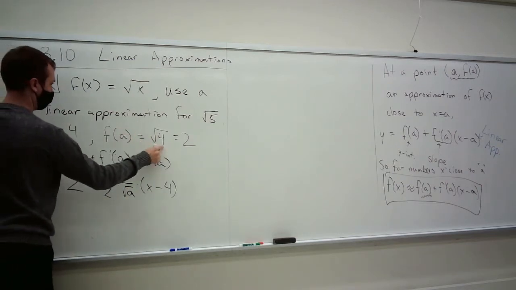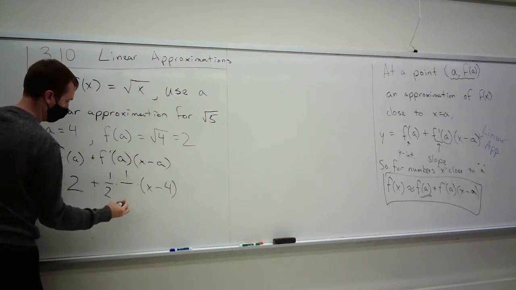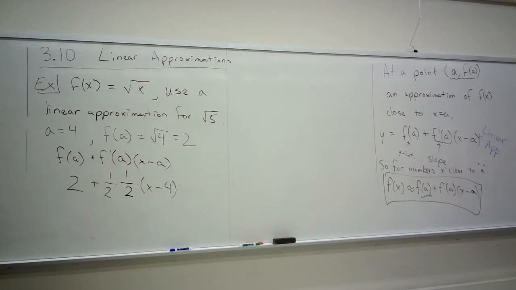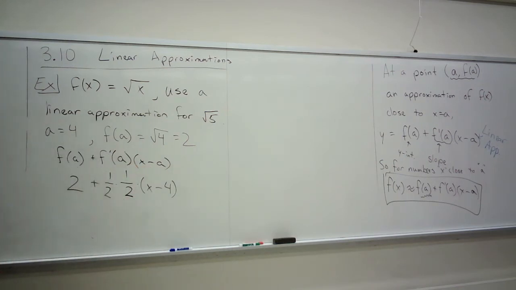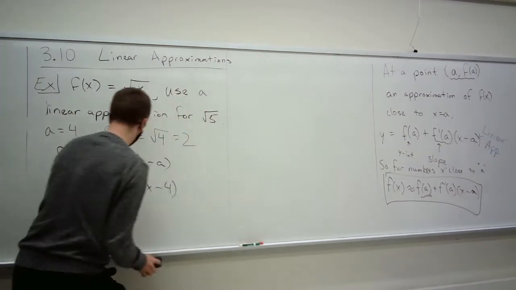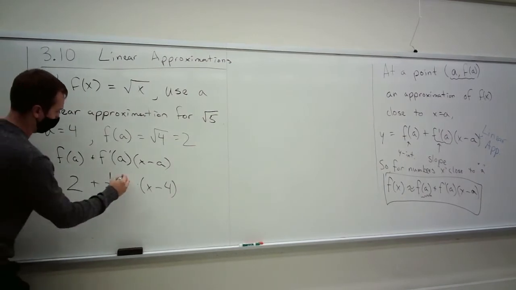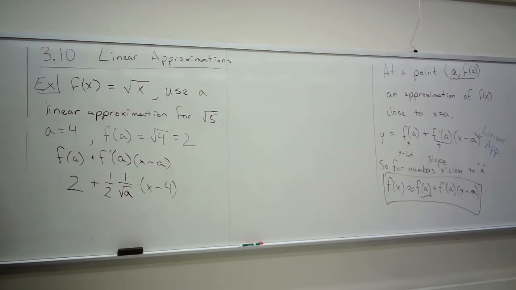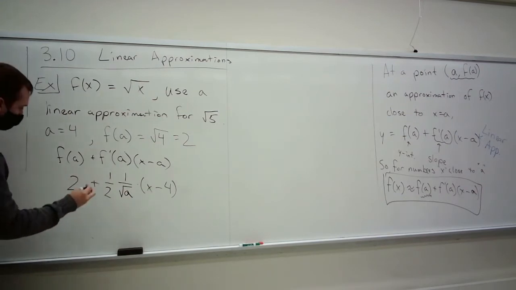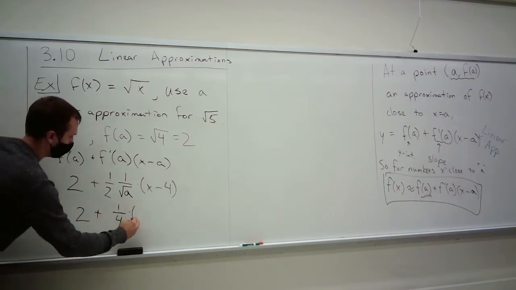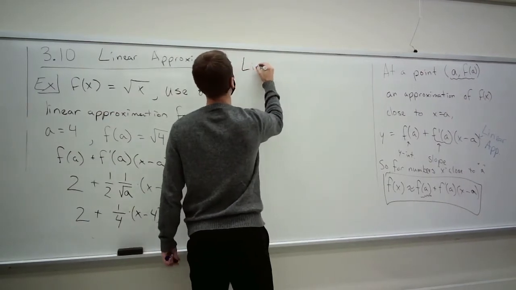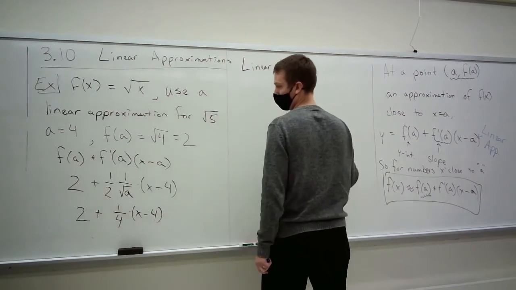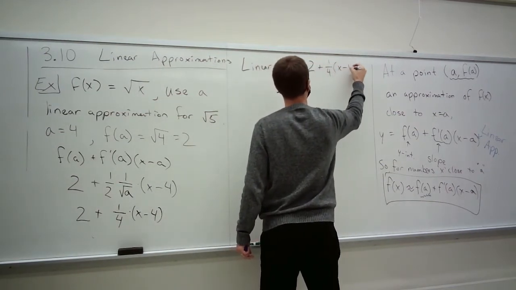And what is the square root of 4? F at a, that's 2. So we have our approximating function. It's the square root of 4 plus the derivative at 4 times x minus 4. That was a poor form of me, so let me put this back in. That tells us 2 plus 1/4 of x minus 4 is our linear approximator.